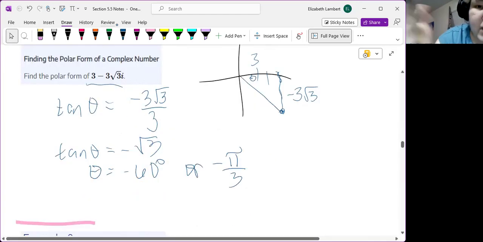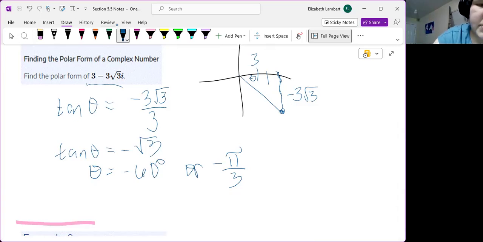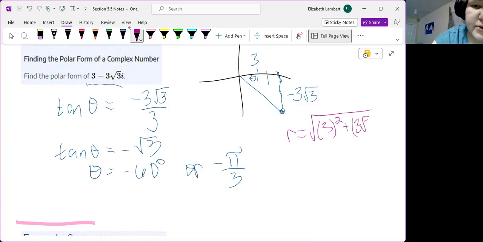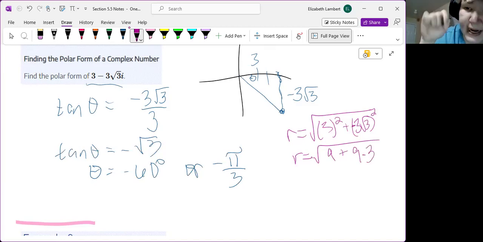So our polar form, well, we need the radius. So r is the square root of 3 squared plus 3 square root 3 squared, with a negative. So that is 9 plus 9 times 3. So that will be 9 times 4, which is 36. So our radius is 6.